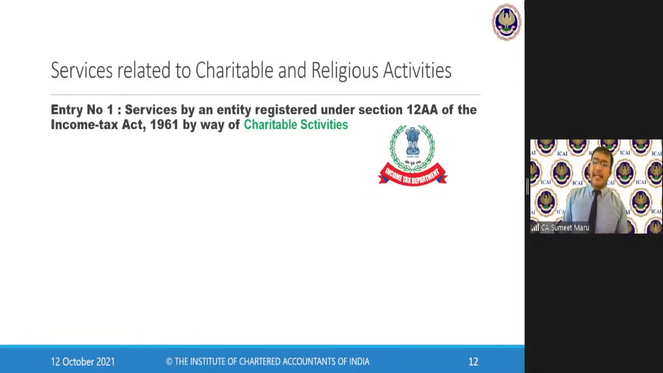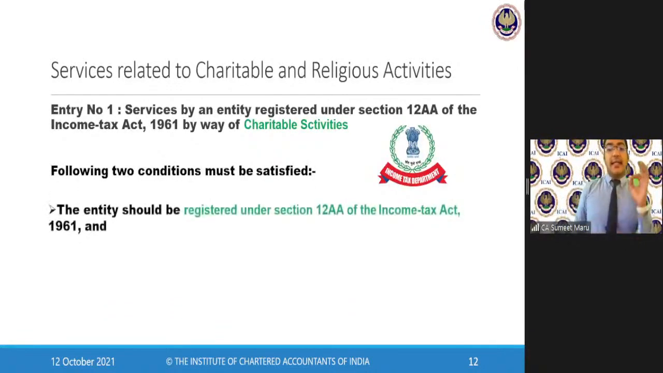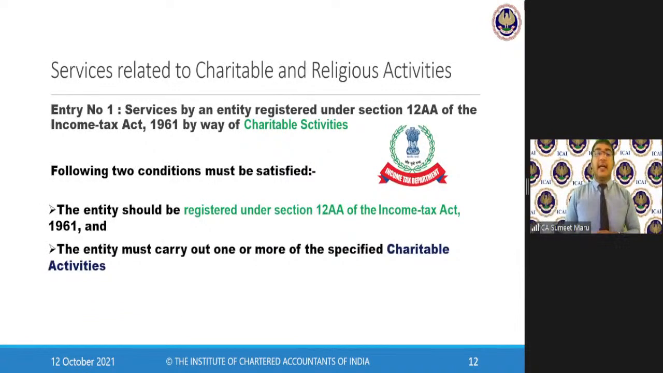So what is section 12A of the Income Tax Act? Section 12A gives registration to a charitable trust for its charitable purpose. And that income tax registration, again I'm saying, is valid for your exemption in GST as well. Two conditions must be satisfied to claim this exemption. The first is that the trust should be registered under section 12AA of the Income Tax Act. And the next one, the entity must carry out one or more of the specified charitable activities. Now this is an interesting thing.